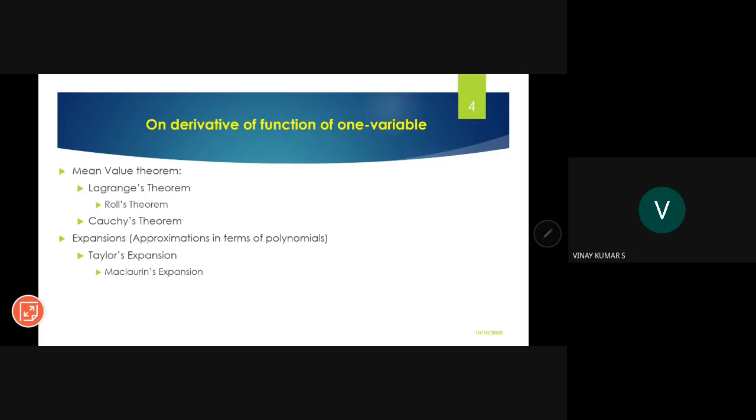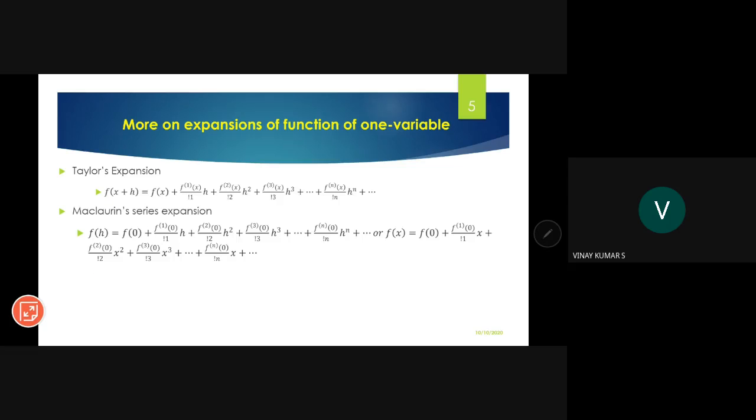On derivatives of functions of one variable, we talk about mean value theorems. Most prominent ones are Taylor series expansion and Maclaurin series expansion. Here we need not worry much about Rolle's theorem and Cauchy's theorem, but Taylor's theorem and Maclaurin's theorem are important. See here what Taylor's theorem says: f of x plus h is equal to f of x plus the first derivative of f at x by factorial 1 into h plus etc. Similarly, Maclaurin series expansion is also given there.